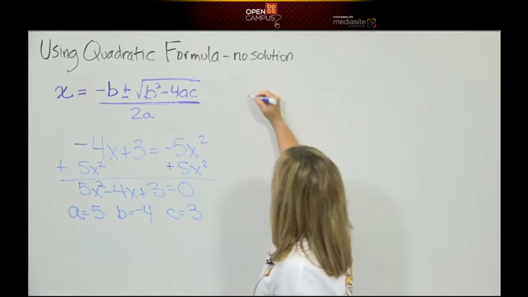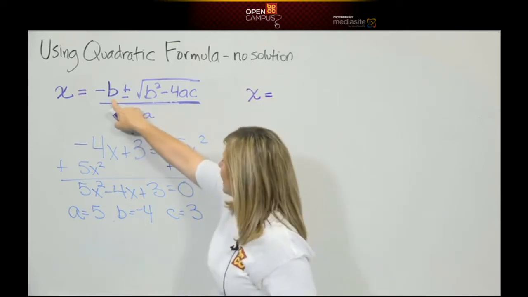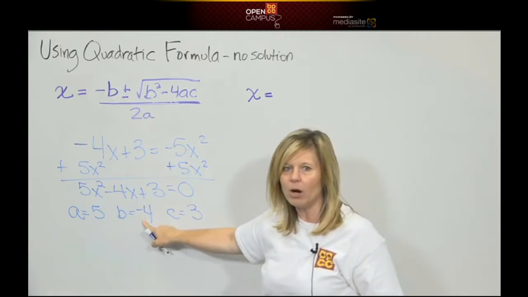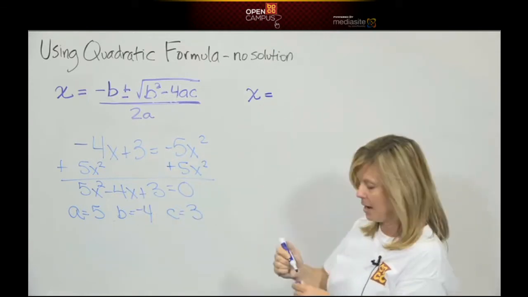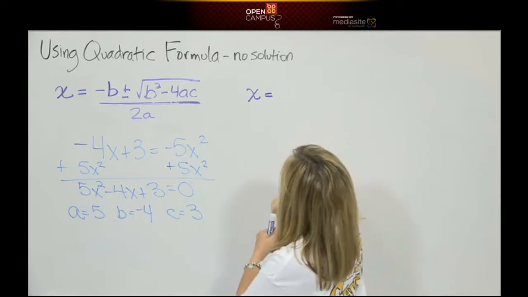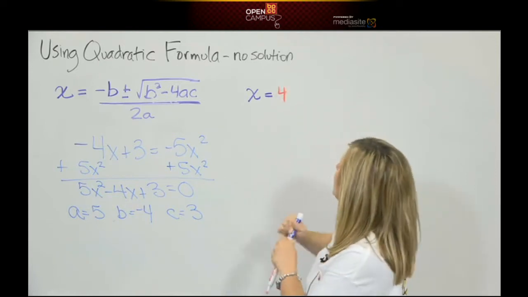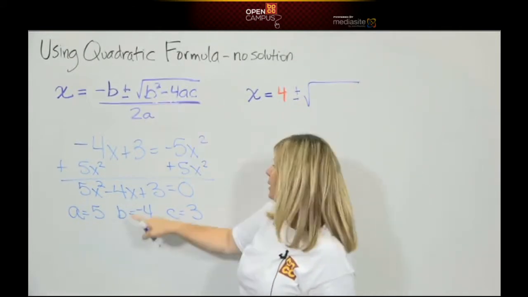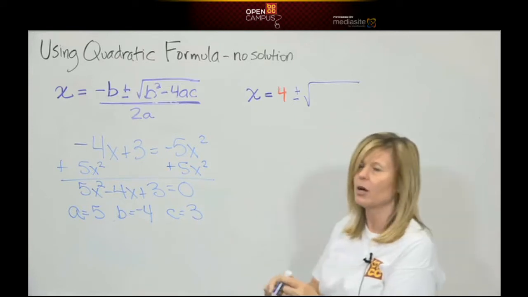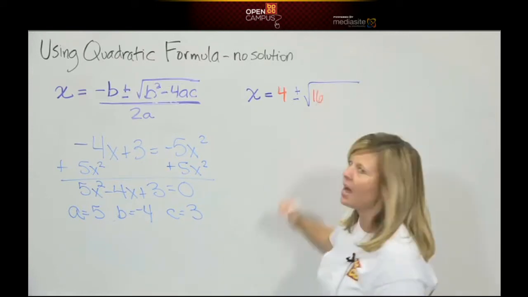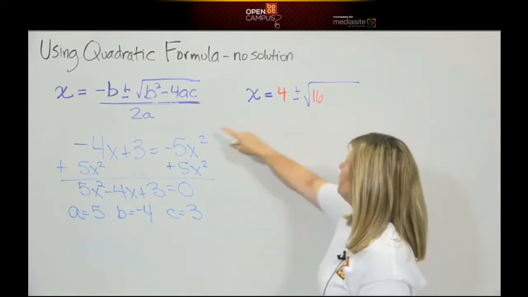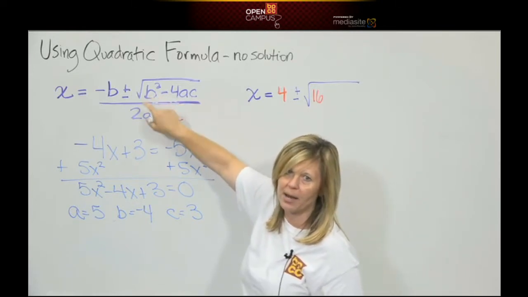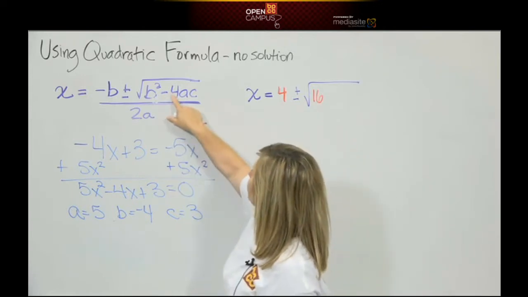So we write x equals negative b, the opposite of your b. If your b is negative 4, the opposite would be positive 4. All right. Plus or minus square root. I'm going to do b squared in my head. Negative 4 times negative 4 I know is positive 16. By now you all should realize the b squared term is always going to be a positive number because squaring makes your sign positive.